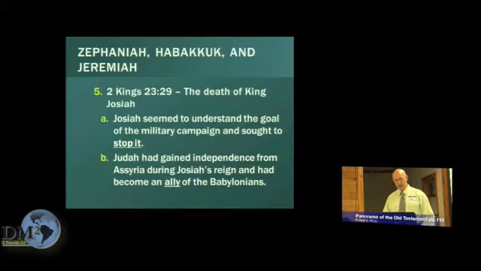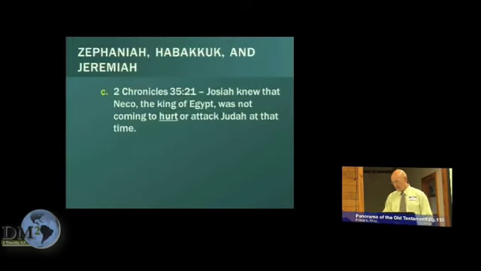Judah had gained independence from Assyria during Josiah's reign and had become an ally of the Babylonians. In 2 Chronicles 35:21, Josiah knew that Necho, the king of Egypt, was not coming to hurt or attack Judah at that time, and yet Josiah went out to fight.